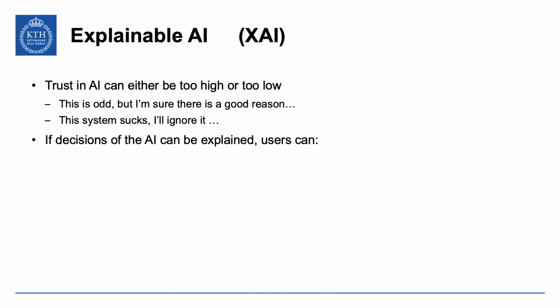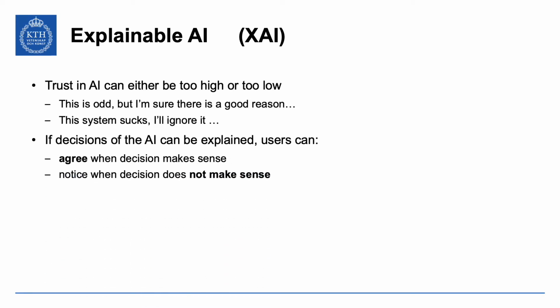So if decisions of the AI can be explained, the users can agree when decisions make sense, and they can also notice when a decision does not make sense, either because the assumptions are not valid, like, yes, it's Thursday today, but it also happens to be Thanksgiving, so everyone will be home and you don't have to do what you normally do on Thursdays. Catching corner cases like this is often fairly easy for a human, but difficult for an autonomous system.